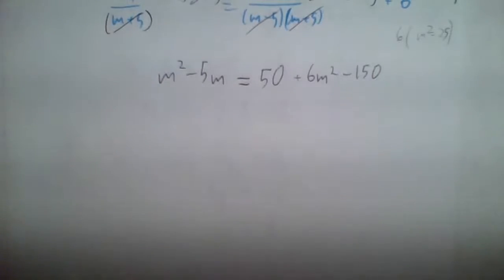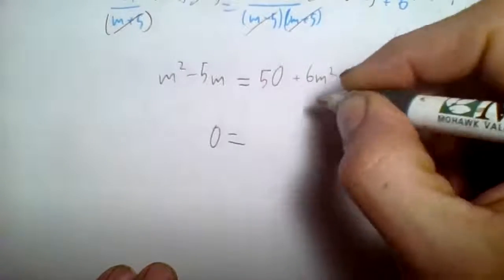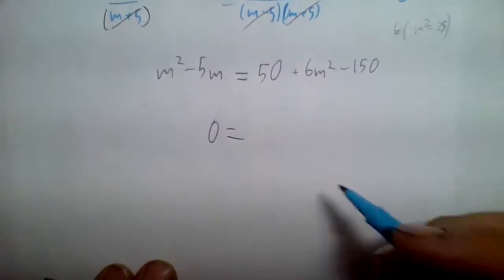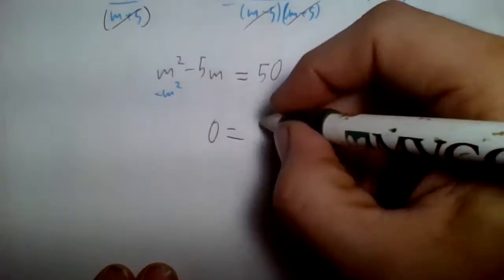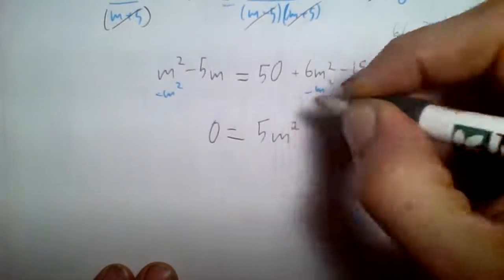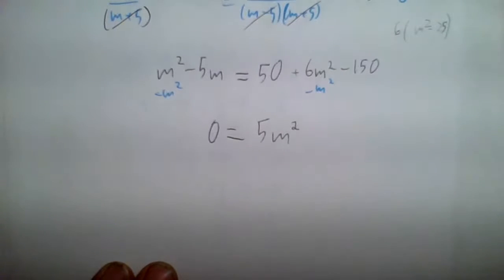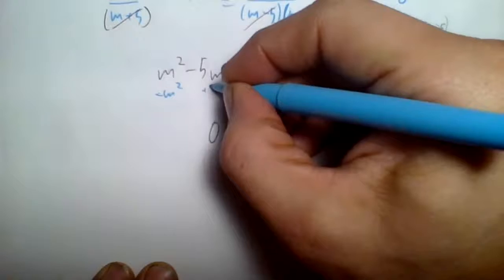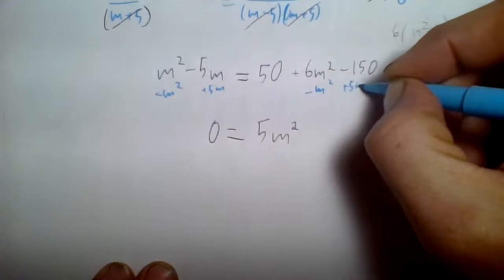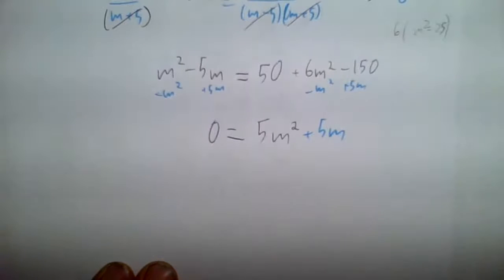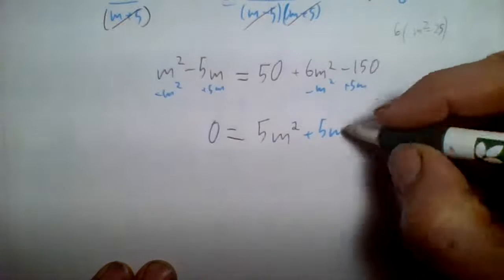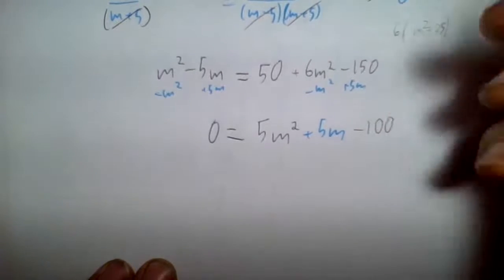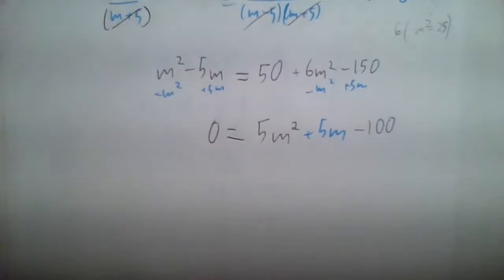Move everything to one side and get a 0, and write it in a nice descending order. So what am I doing? I have to get rid of m squared. Subtracting m squared from both sides gives 5m squared. That would be my first term in descending order. And then my m term is going to be a plus 5m on this side. It doesn't combine with anything there. That's just plus 5m. And then my numbers, 50 and a negative 150 add up to a negative 100. Got the 0.